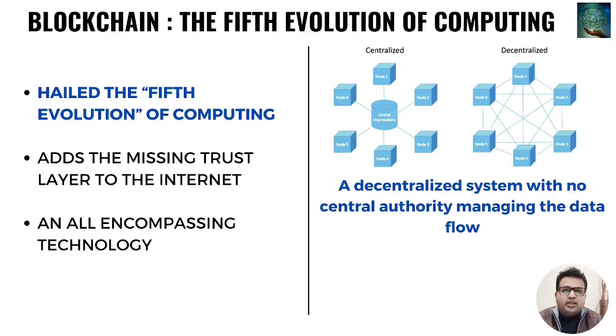So blockchain, the fifth evolution of computing. Blockchain is hailed as the fifth evolution of computing. Basically, blockchain is a revolution. As we can see, in the 1990s, the internet brought about a revolution in computing, and with the internet we had this World Wide Web. But the most critical issue of the internet or the World Wide Web is the centralized architecture.